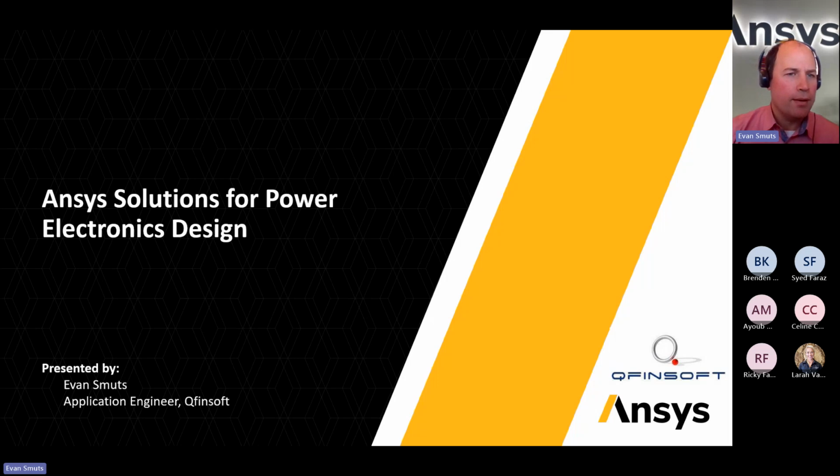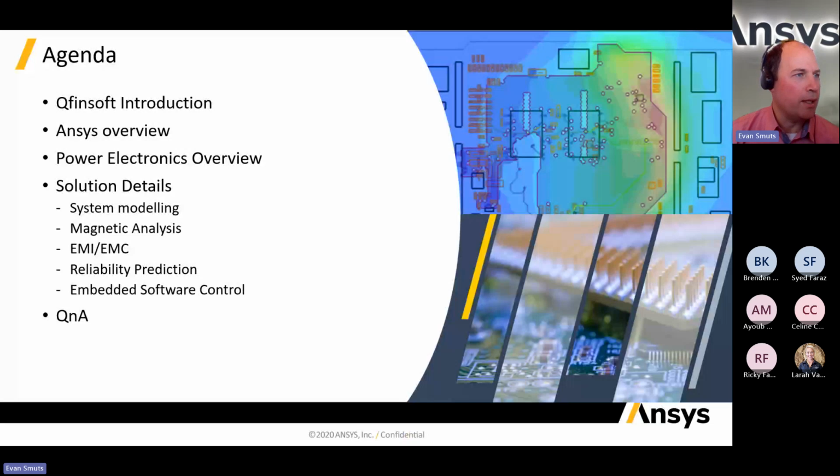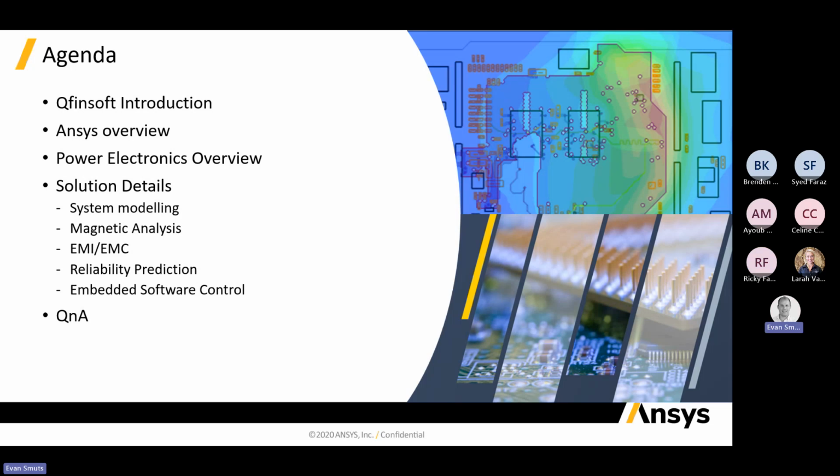Cool. Okay, so we're here to look at various solutions that Ansys can offer for the power electronics sector. As you'll see, there's quite a few options and different applications where we can be of some help. So we'll start off with a quick overview of Kievensoft, who we are, for those who don't know, as well as then looking at an overview of Ansys as well. Then we'll have a look at the overview and why we want to simulate power electronics with simulation, and then have a look at some different applications from there.